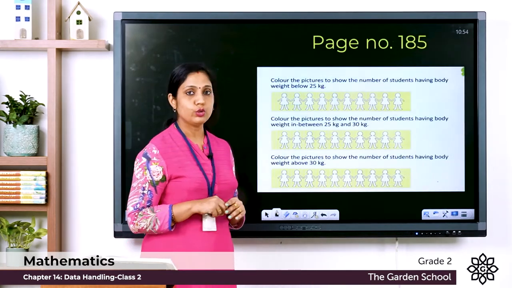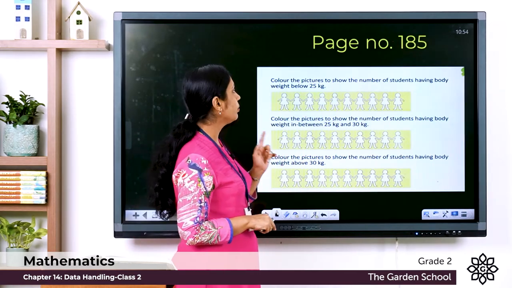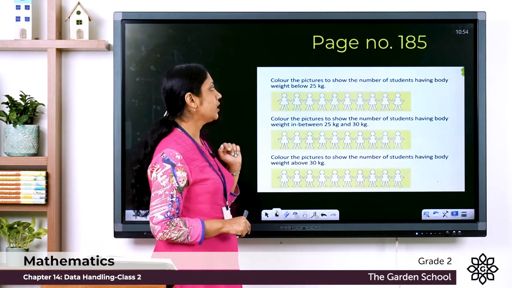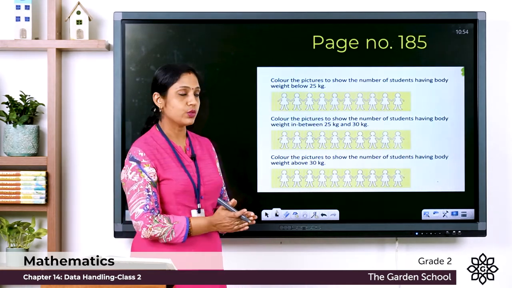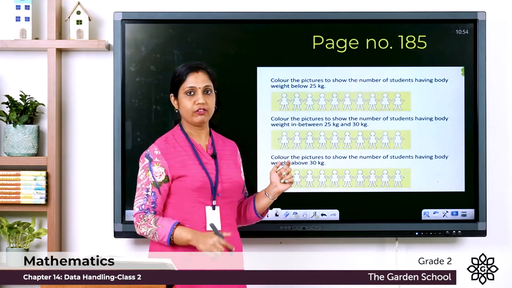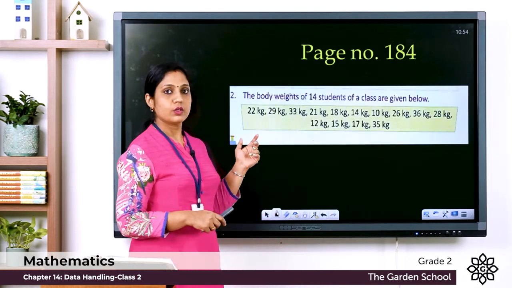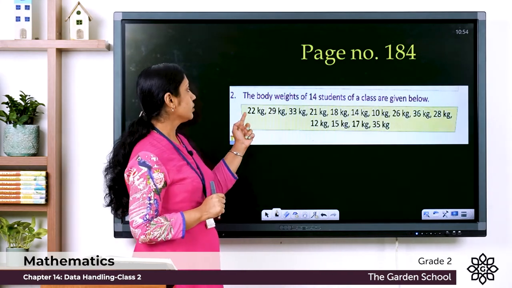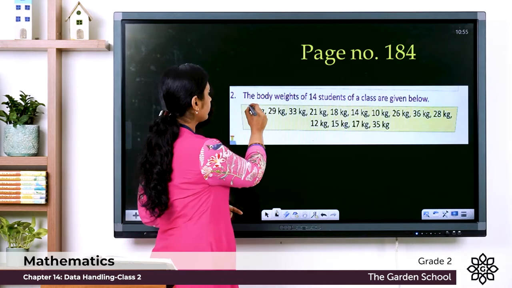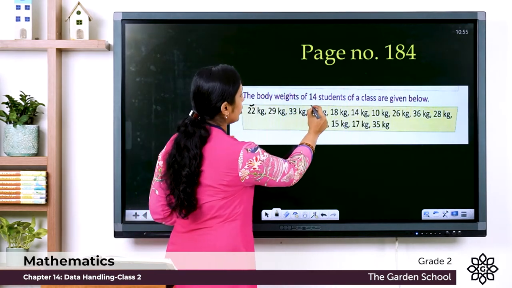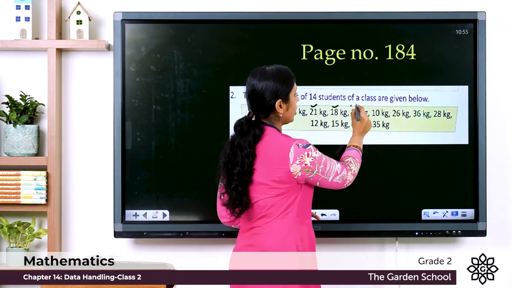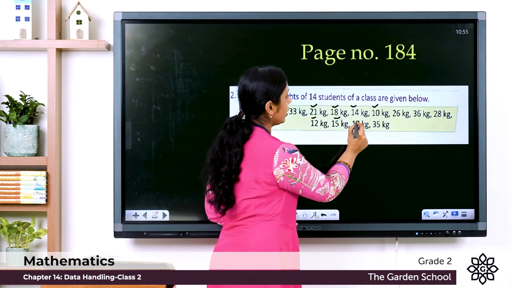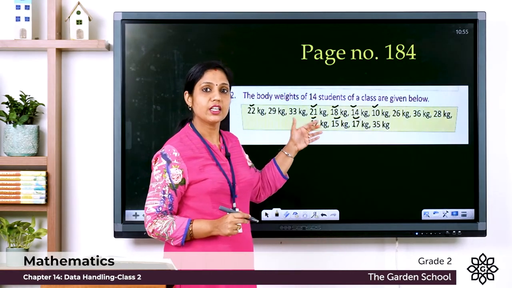Color the pictures to show the number of students having body weight below 25 kilos. So what we have to do? We have to color the picture. We have to find out the number of students who are below 25 kilo. So look here, we'll find out how many students are there below 25 kilo. So 22, 21, 18, 14, 10, 12, 15, 17. So these are under 25 kilos.